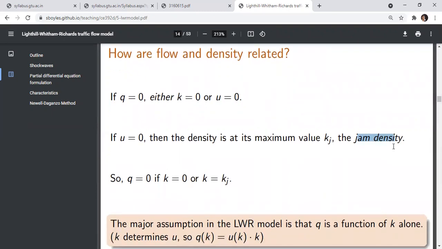So if q is equal to 0, then k is equal to 0, or k is equal to kj. So if the flow rate is 0, there are two possibilities. The first is the density is 0, that the vehicles are not moving, so vehicles are in the steady position or in the resting position. Or k is equal to kj, that means the vehicles are in the jam density.